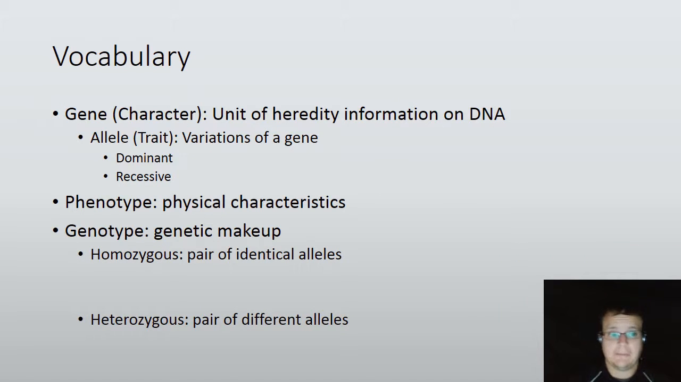Some vocabulary. First we have gene and allele, which you heard back in the Mendel video. But a gene is the actual hereditary information that's in your DNA, and an allele is the variations of a gene. And remember, a dominant allele is written with a capital letter, and a recessive is written with a lowercase letter.